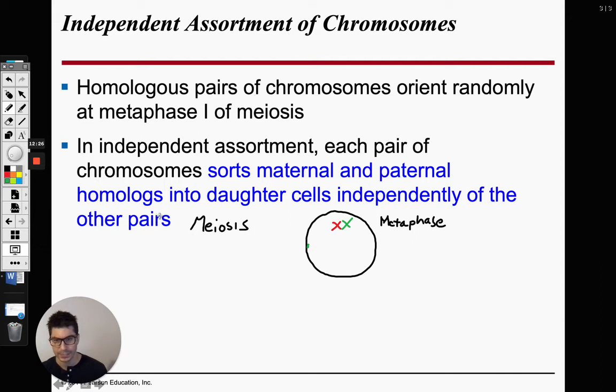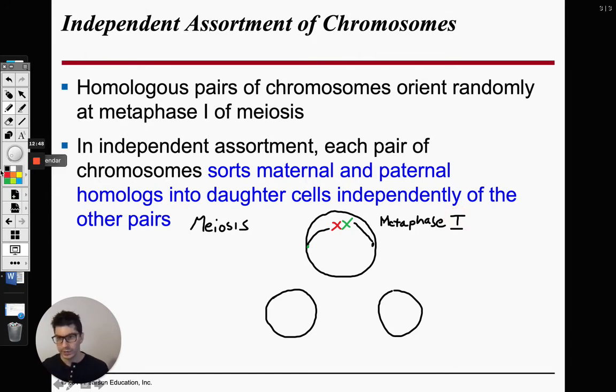So all this says is, let me change my color here. For independent assortment, okay, we could have, I'm going to draw it as 2 new cells here, guys. It'll make more sense this way. I forgot to draw my number 1 there. There we go. We could have this one here come to this side, and the other one come to that side. Okay.